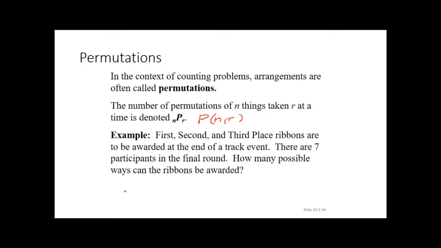If there were 7 ribbons to give out, we could just say 7 factorial and be done with it. But in this case, there are only 3 ribbons. So the number of things that we're choosing from is the 7 participants. That's our n. And how many of them are we choosing? We're choosing 3 of them. So our r is equal to 3. So the notation would be 7P3, the number of permutations of 7 objects taken 3 at a time, or sometimes again you'll see it as P(7, 3).